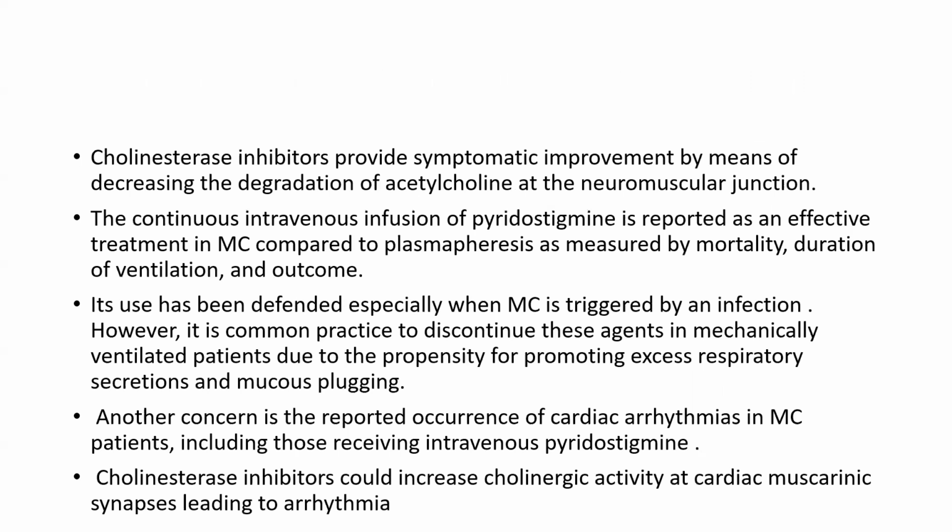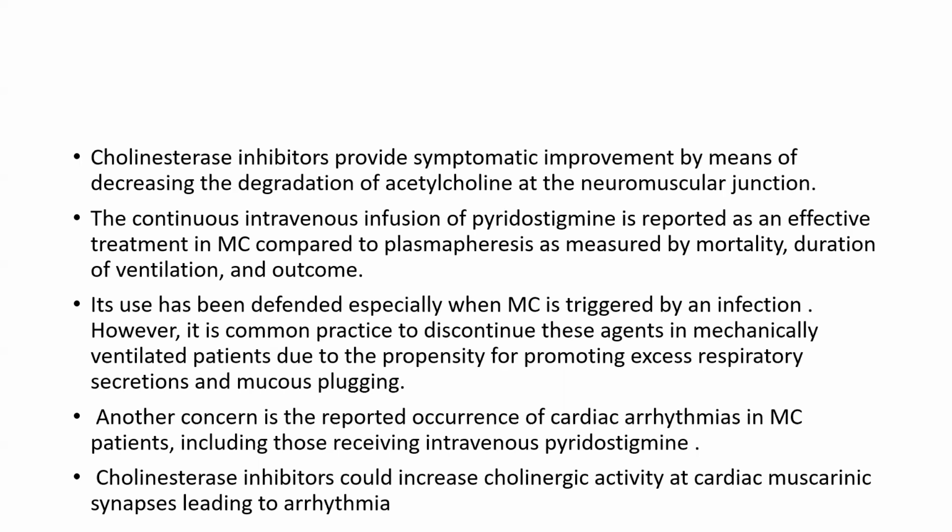Now about cholinesterase inhibitors, which provide symptomatic improvement by decreasing degradation of acetylcholine at the neuromuscular junction. Continuous intravenous infusion of pyridostigmine is reported as an effective treatment in myasthenic crisis compared to plasmapheresis, as measured by mortality, duration of ventilation, and outcome. Its use has been defended, especially when myasthenic crisis is triggered by infection.